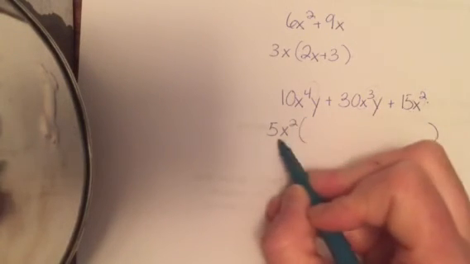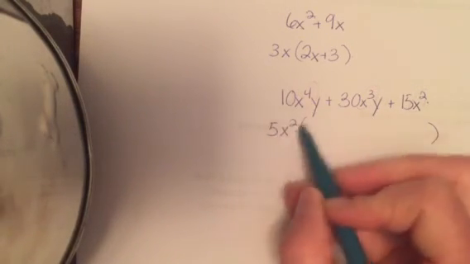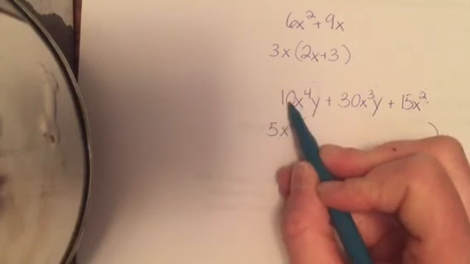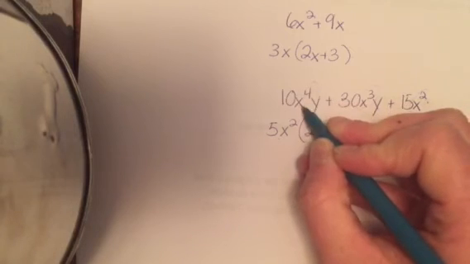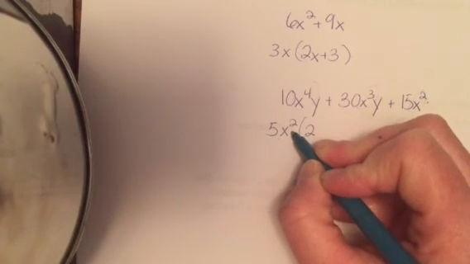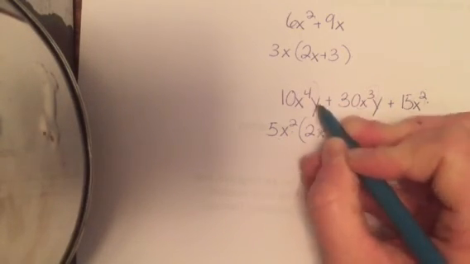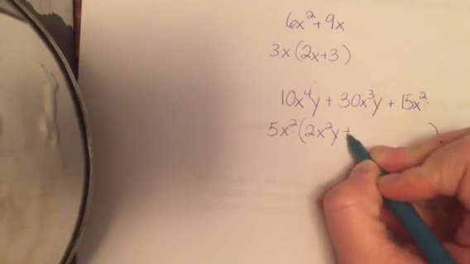Okay, so I pulled out the greatest common factor. Now I have to factor it to say what distributes to get that. So 5 times what is 10? 2. There was 4 x's there. 2 of them are accounted for out here, so I still need 2 more. And then there's that y.